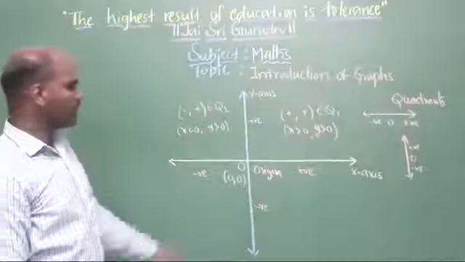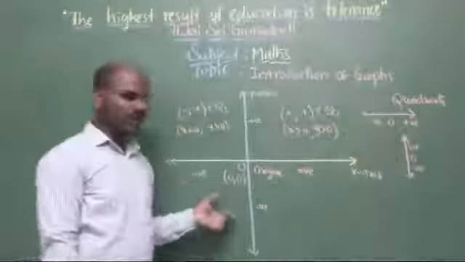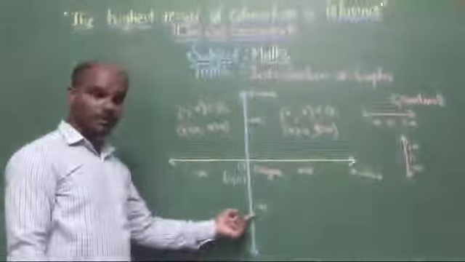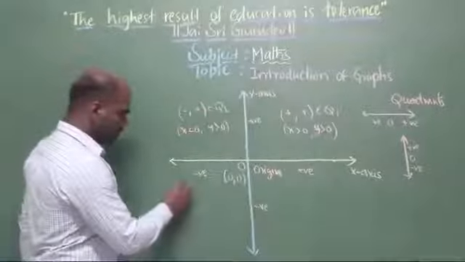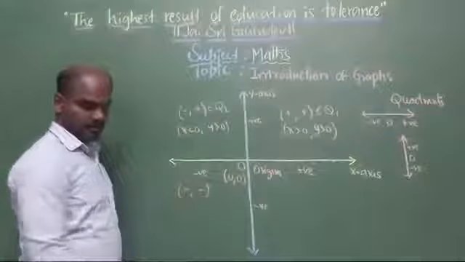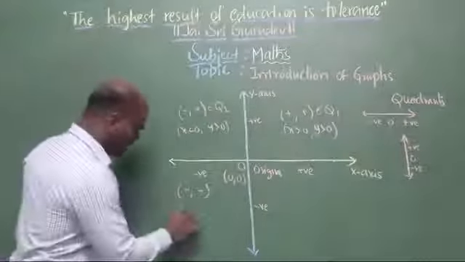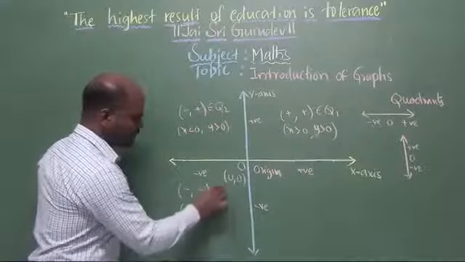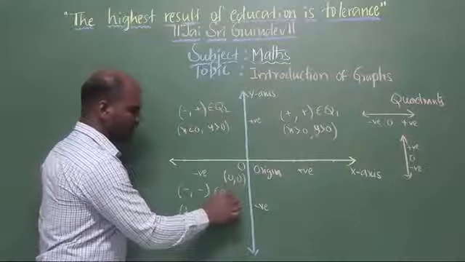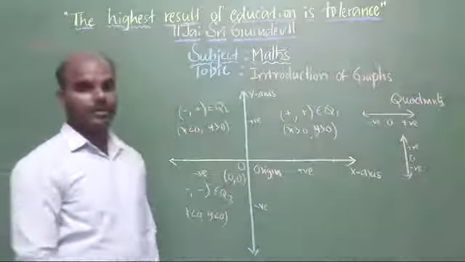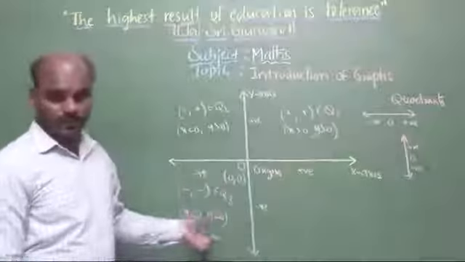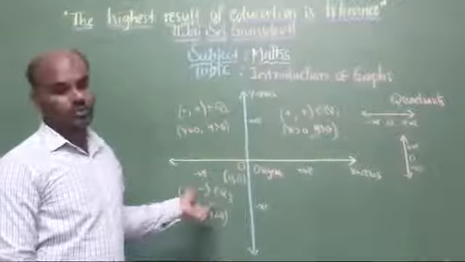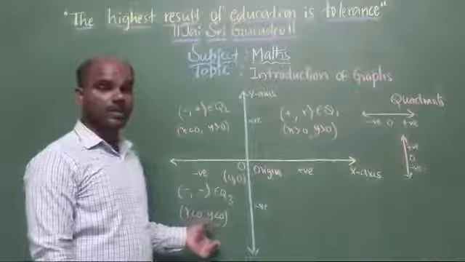Then the next quadrant is where the x-axis value is negative and the y-axis value is also negative, that is minus minus. So x is less than 0 and y is also less than 0. Such points are in the third quadrant, so all those points belong to Q3.